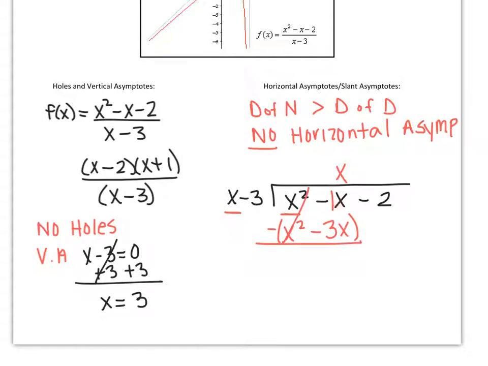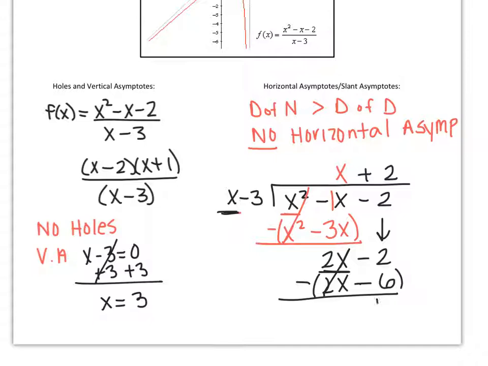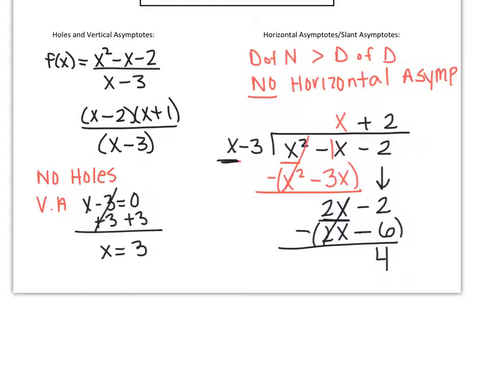Negative 1 minus a negative 3 is 2. So 2x minus 2. How many times does x go into 2x? 2 times. So then 2 times x gives me 2x. And then 2 times negative 3 gives me negative 6. And we subtract. And this becomes 4. So the slant asymptote is actually the quotient of the division.